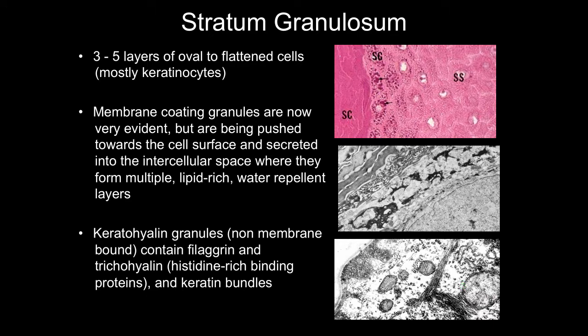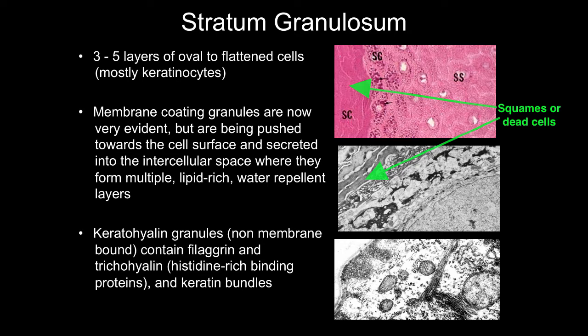The stratum granulosum consists of 3 to 5 layers of oval to flattened cells. Again, mostly keratinocytes. In the light micrograph, you can see some granules in these cells. Membrane coating granules are now very evident. That's what some of these granules are. They're being pushed toward the cell surface. Here you can see some of these membrane coating granules in the electron micrograph. As I said, they're being pushed towards the cell surface, and they're going to secrete into the intracellular space where they're going to form multiple lipid-rich water-repellent layers.